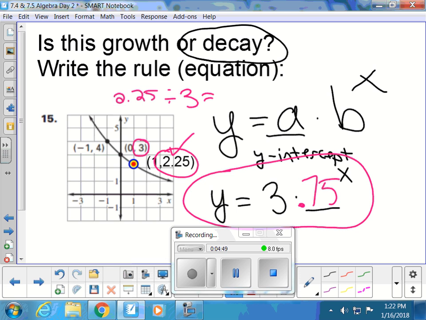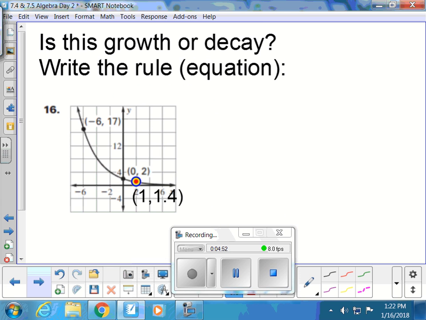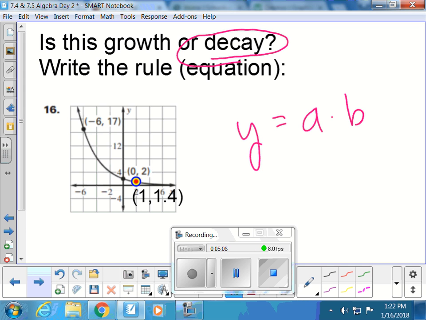Okay. What do you guys think this would be, growth or decay? Are the values getting bigger as we travel to the right, or are they getting smaller as we travel to the right? Smaller, so it's decay. Here's our equation we're using. Let's start with the starting point. That's the y-intercept. Where's our graph touching the y-axis? 2. Very good. Now we got to figure out our growth factor.